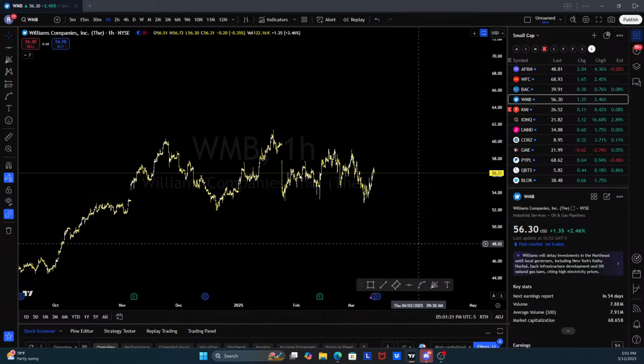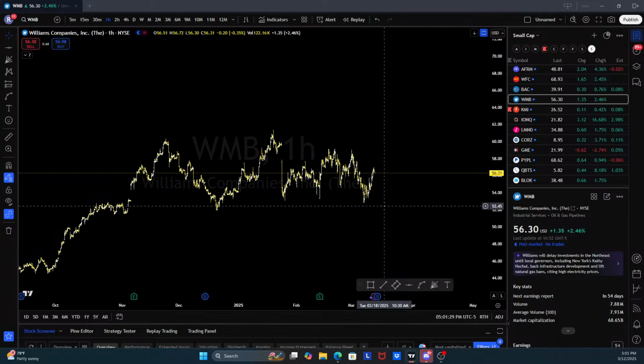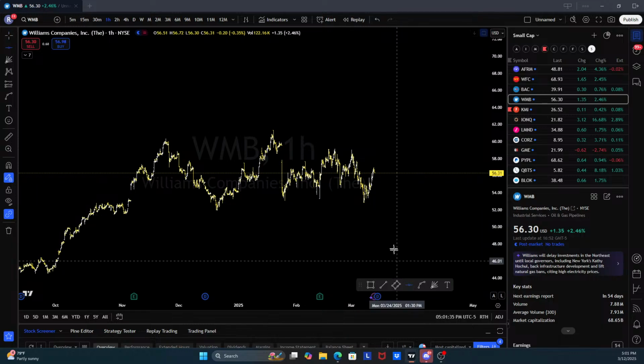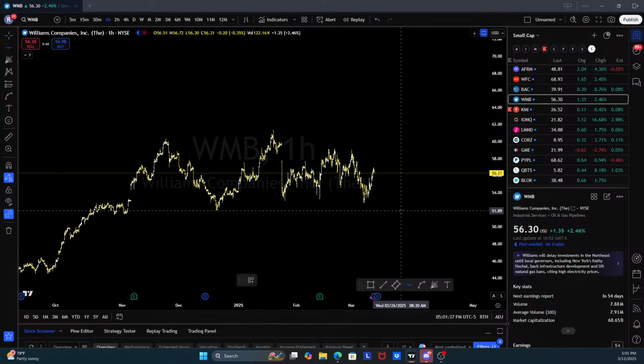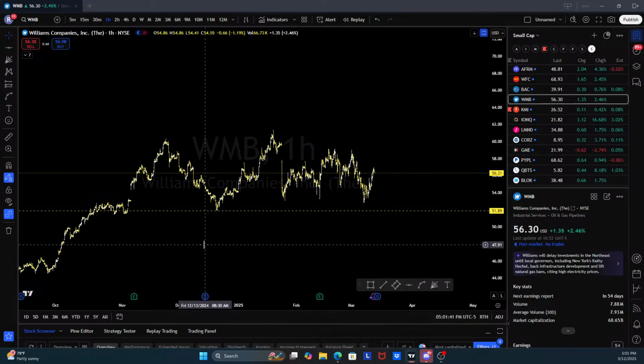I see there's a pretty nice support at around 52-ish. Right there, no, further down. 52, yep, right about there. A little bit higher. It's almost like a band from right there to approximately there. So you got a reversal there a little bit ago.